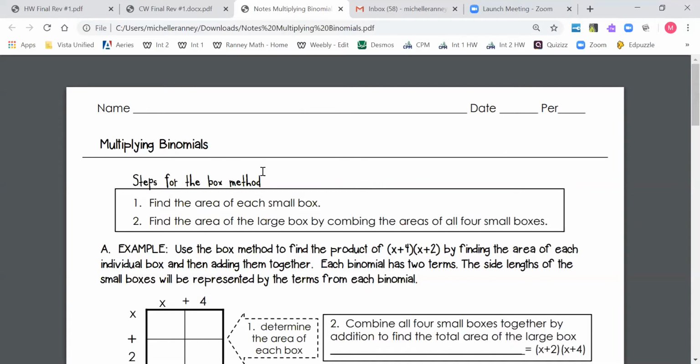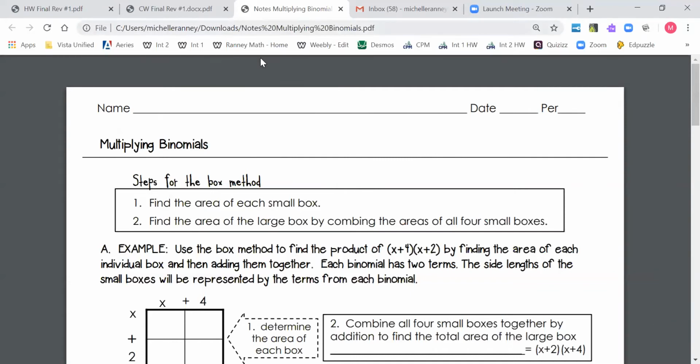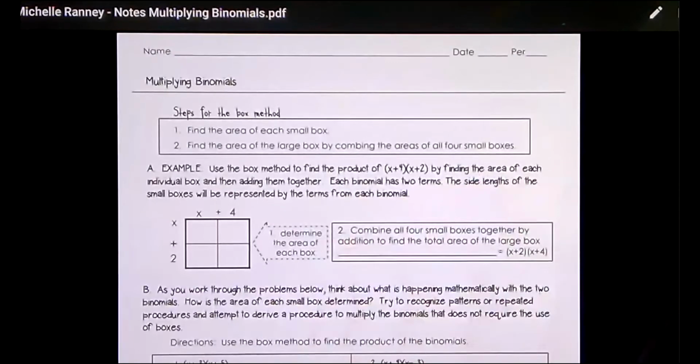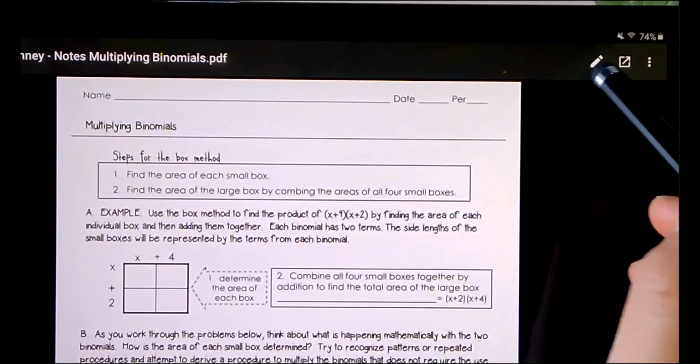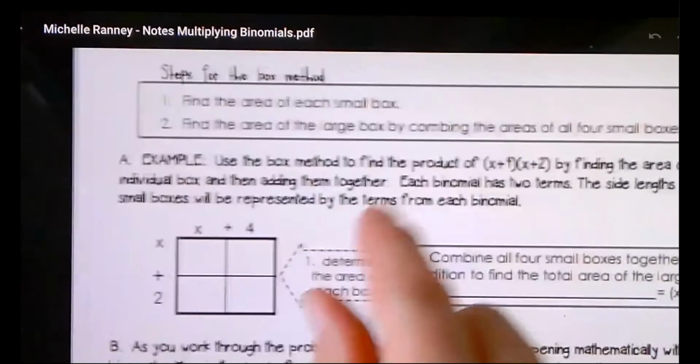So again, multiplying binomials. Let me get it on my tablet and we'll do that. So this is the worksheet, okay, that we're going to be doing. And again, remember, if you're doing this on your phone or tablet, you're going to hit the little pencil so you can edit, okay? And don't forget to save at the end.